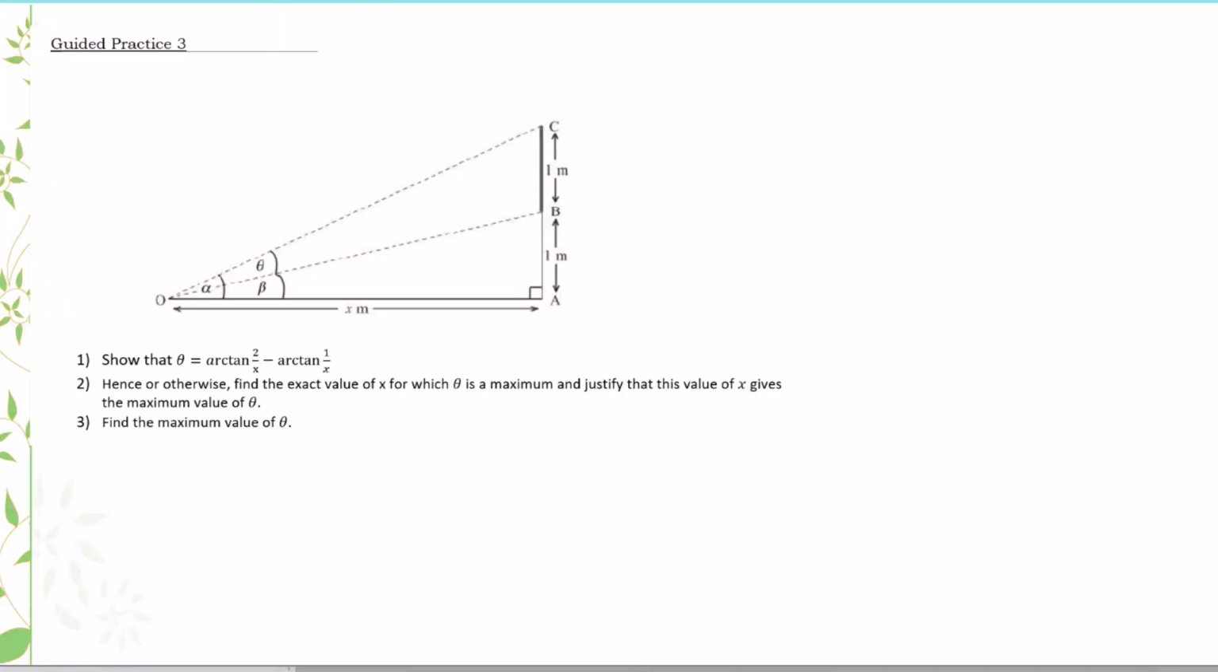Guided practice 3. Given this diagram, show that theta equals arctangent 2 over x minus arctangent 1 over x. When you see this diagram, notice that this is a right angle. And also we have arctangent. You got to use SOHCAHTOA. From this diagram, we do know theta equals alpha minus beta.